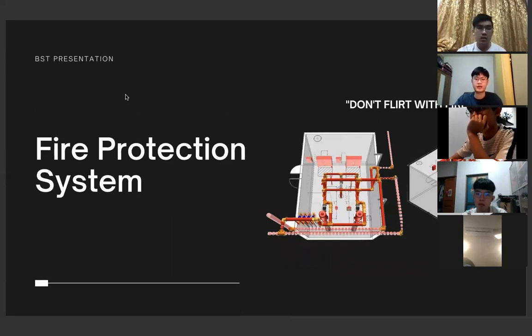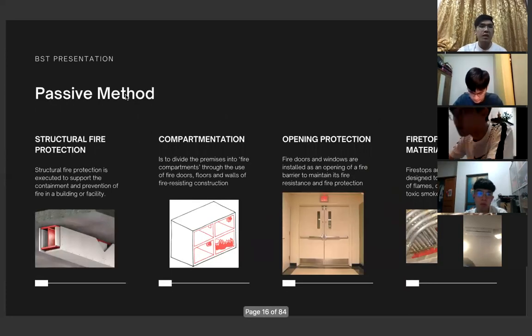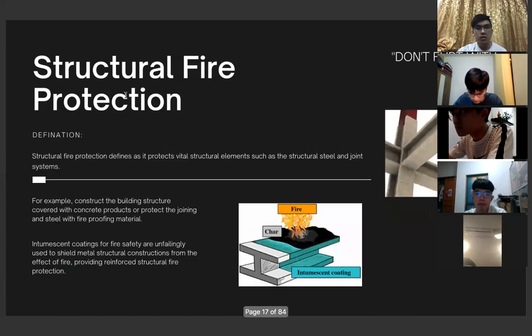For the fire protection system, it can be separated into the passive method and the active method. There are four types of passive method. The first one will be structural fire protection. It protects vital structural elements such as structural steel and joint systems. For example, in construction, the building structure is covered with concrete product and protected with fireproofing material at the joints.